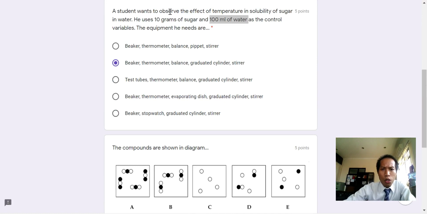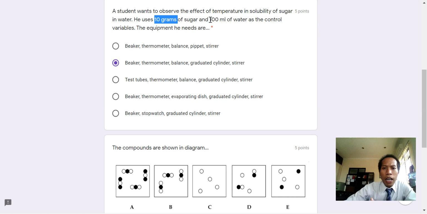For the first question, it is like this. A student wants to observe the effect of temperature on solubility of sugar in water. He used 10 grams of sugar and 100 milliliters of water as the control variables. The equipment he needs: he needs to take 10 grams of sugar and 100 milliliters of water. Of course, to take 10 grams, you need a balance.